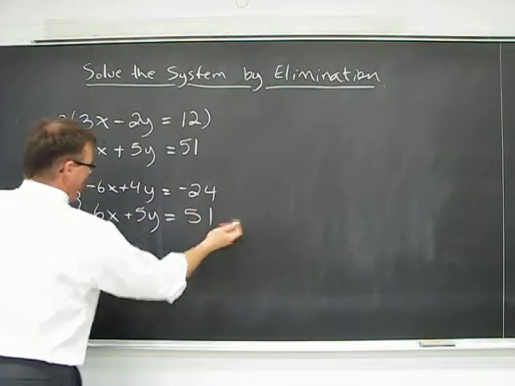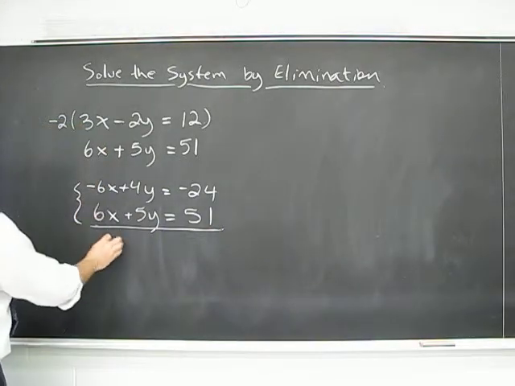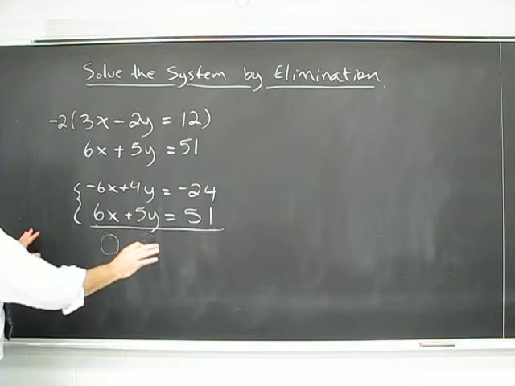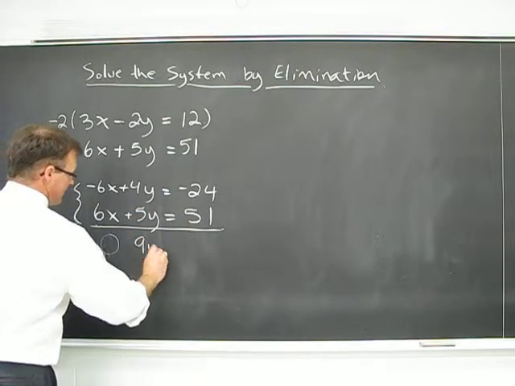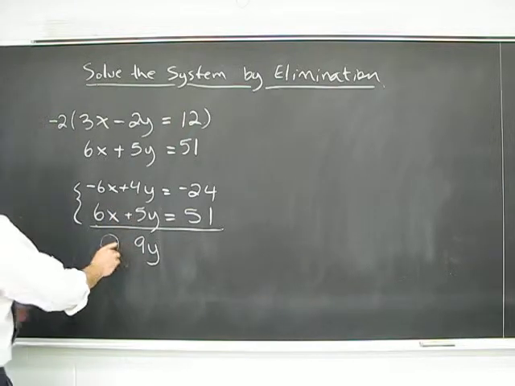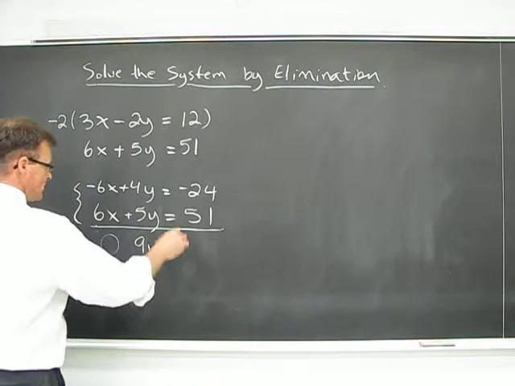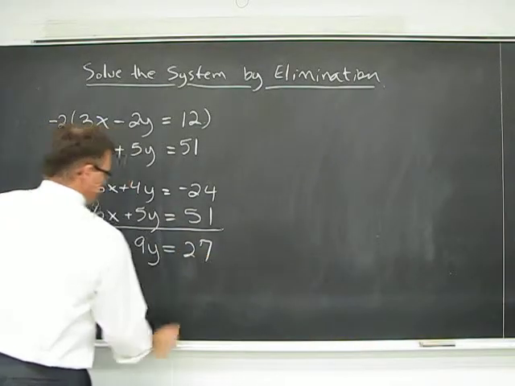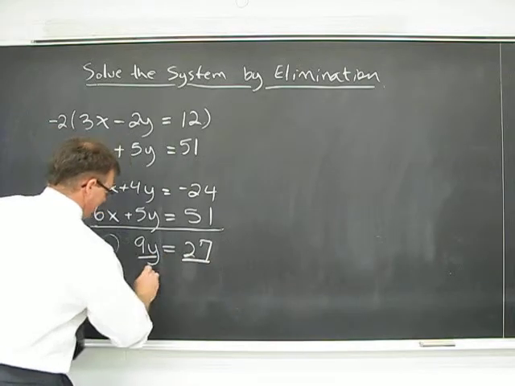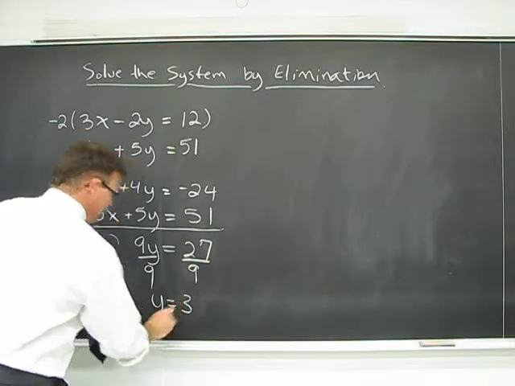And now I add the two equations together. Because these are opposites, they're going to wind up having a zero term here. I don't even have to write anything. These guys come together as 9y, positive 9y, but you don't have to write anything there. And 51 and 24 subtract, and that's going to give me 27. You divide by the 9, and that gets you the value for y equals 3.